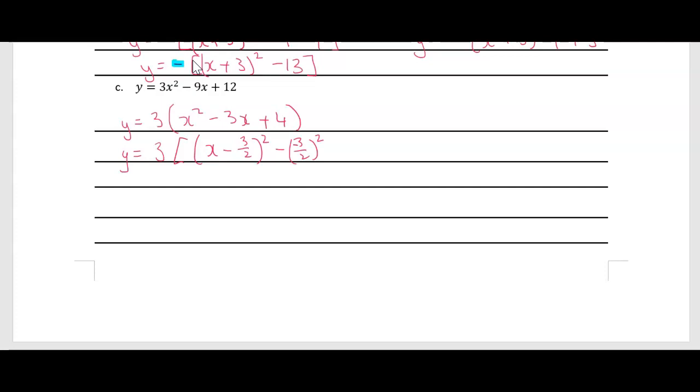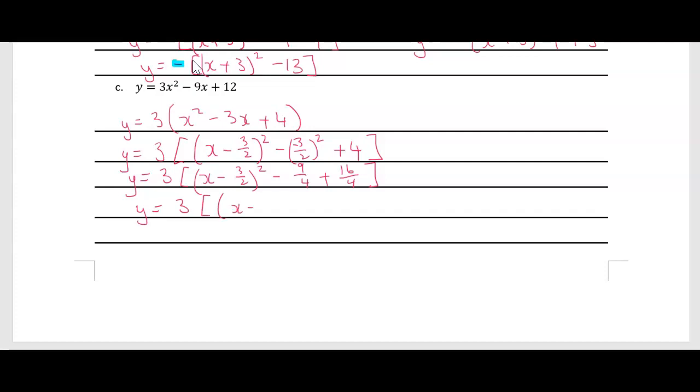Should probably put a negative in there. Doesn't make any difference though. Just make sure I've done that all correctly. All right, so -3 on 2 squared becomes 9 on 4. And then that 4 I'm going to write as 16 on 4, just so we can add those two fractions together.